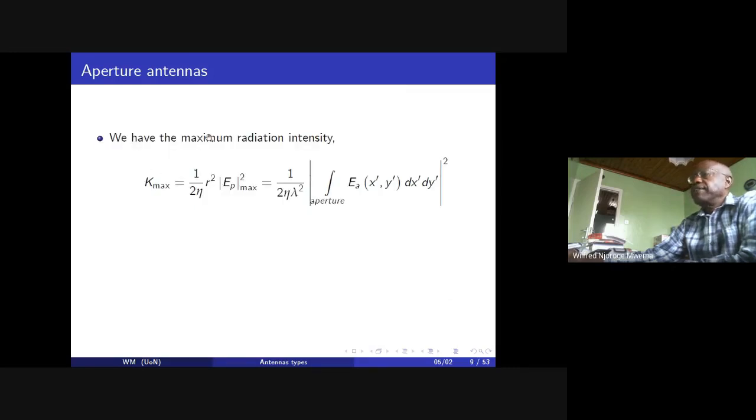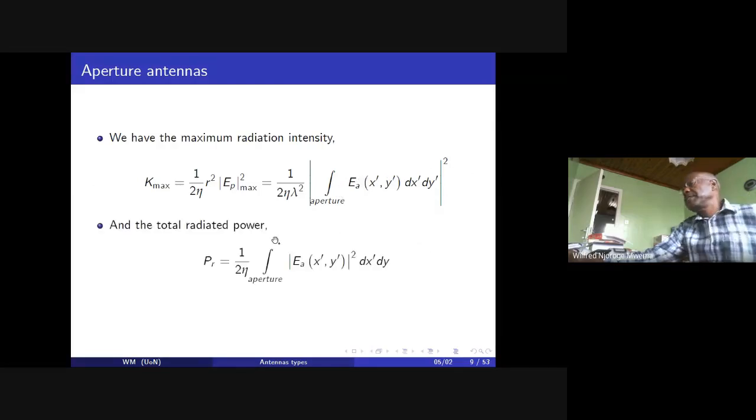So we have the maximum radiation intensity, K max, given by 1 over twice the intrinsic impedance multiplied by the distance squared and the magnitude of the field at P maximum, which is just the integral of the electric field in the aperture, all squared. And the total radiated power is therefore PR multiplied by that value there.